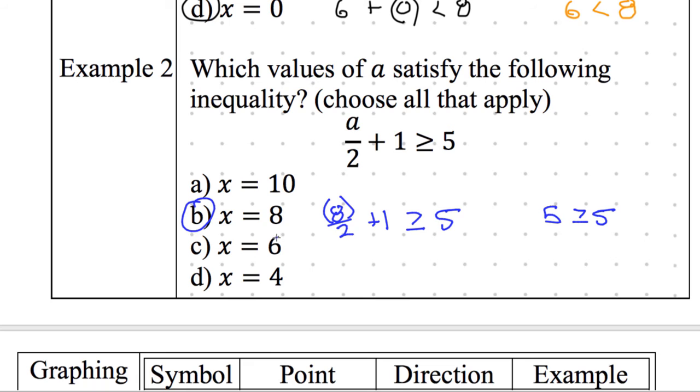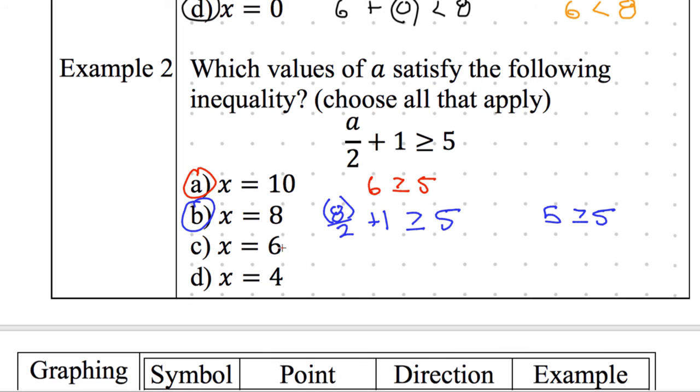Anything else? Fernando? 10. What about 10? You divide by 2. You get 5 plus 1 that equals 6. So it simplifies to 6 is greater than or equal to 5. And therefore it's an answer. Yeah, I agree. What about C and D?